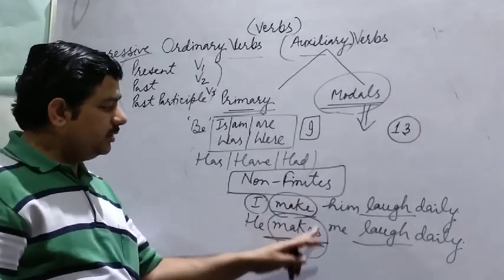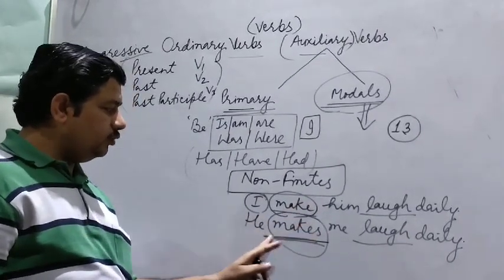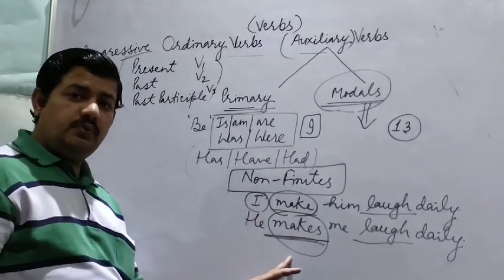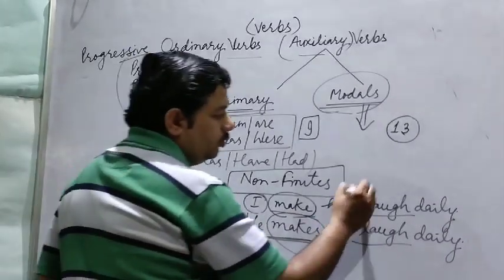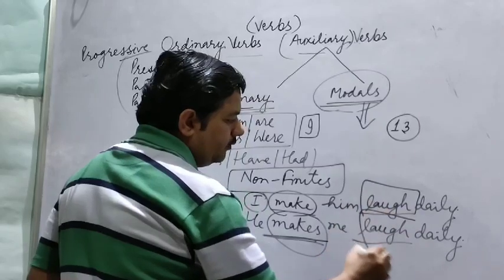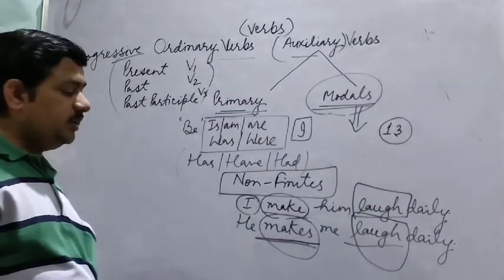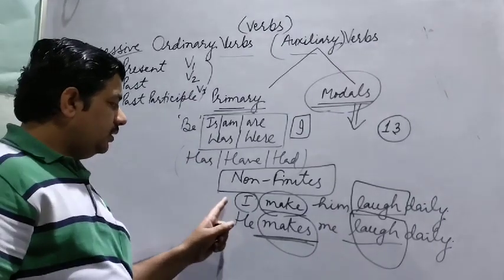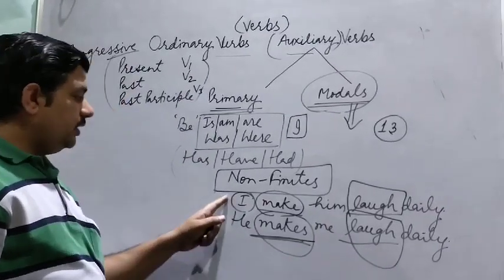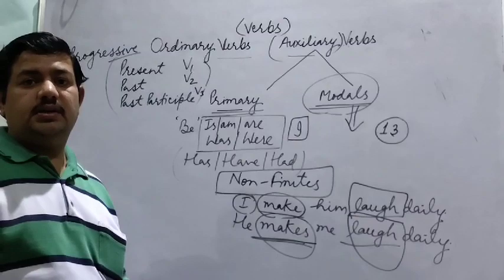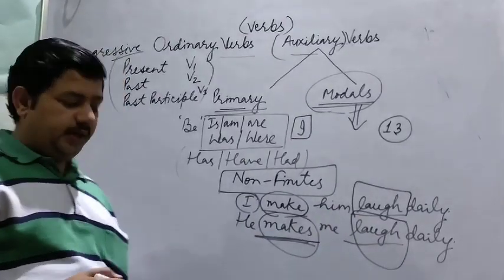In the same way, when there is a change according to the subject, that verb will be finite. And when there is no change in the verb, whether there is a change in the subject, in the type of the sentence, or in the tense of the sentence, that verb is non-finite.